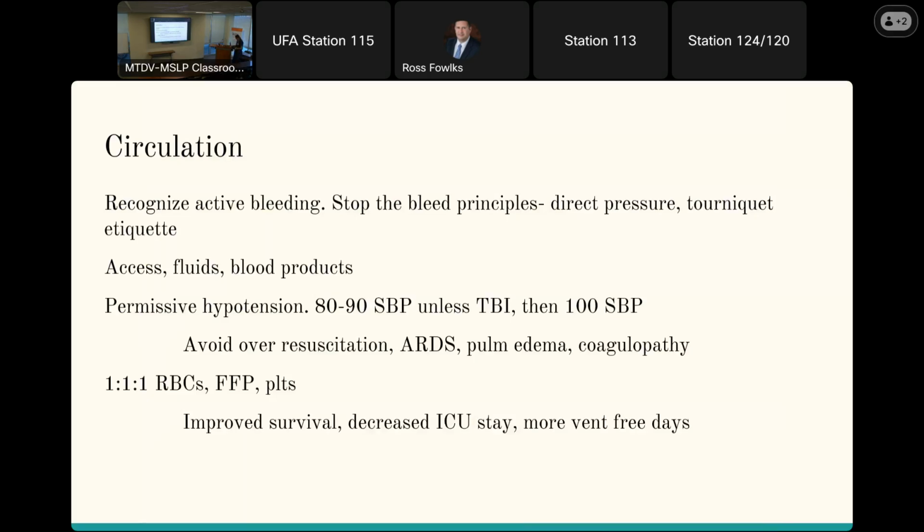All right, so then finishing out the ABCs with circulation. Anybody who's hypotensive, you're going to get great IV access and give them fluids. Do you have blood? You have TXA? You do? Okay.